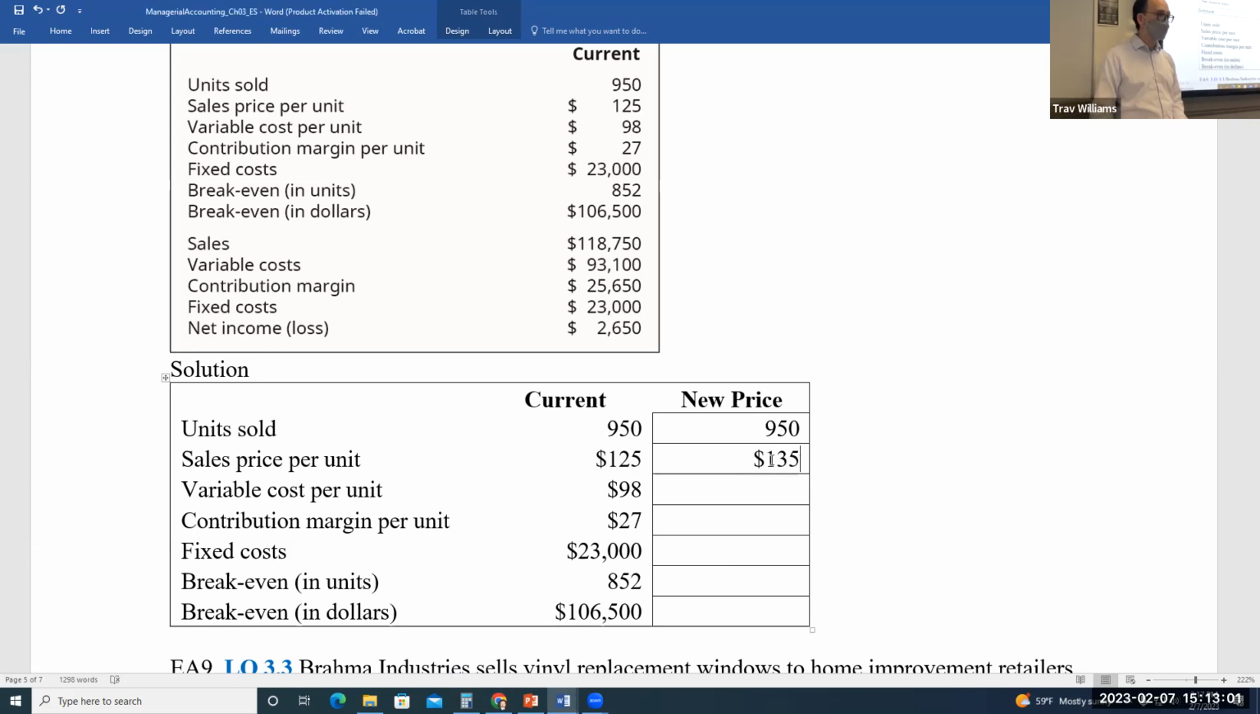Our variable cost per unit, has that changed? The costs were the same, right? The only thing we're changing is the price. Does our contribution margin per unit change? Yes. It does, right? Because the contribution margin is the difference between the sales price and the variable costs. So the sales price went up $10. Guess what? The contribution margin per unit went up by $10.